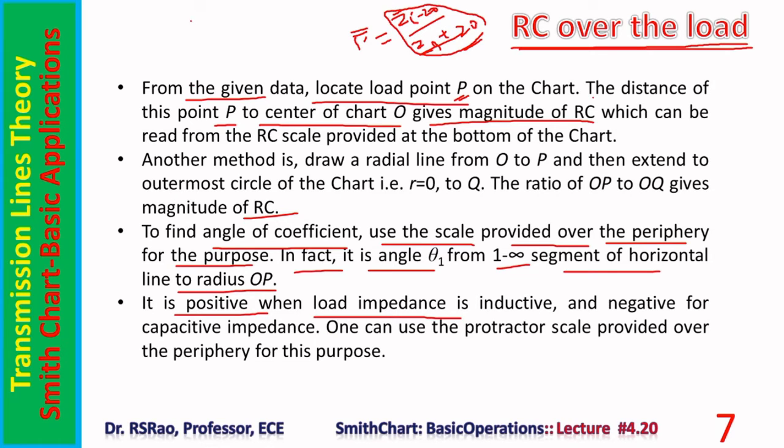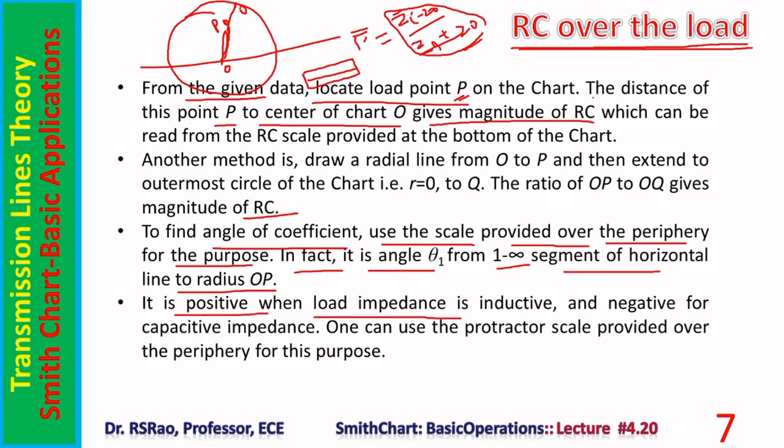So, in simple words, the idea is this: locate P over the chart. Let us say somewhere here. P is somewhere. It can be lower side of the chart also, but okay. Let us say it is here, load point. This is O. Now, one way is you transfer this distance OP over to the gamma scale that is provided at the bottom of the chart, and from that scale one can read out magnitude of the reflection coefficient. This is one way. Another way is simply extend this OP to Q, to the periphery of the chart.